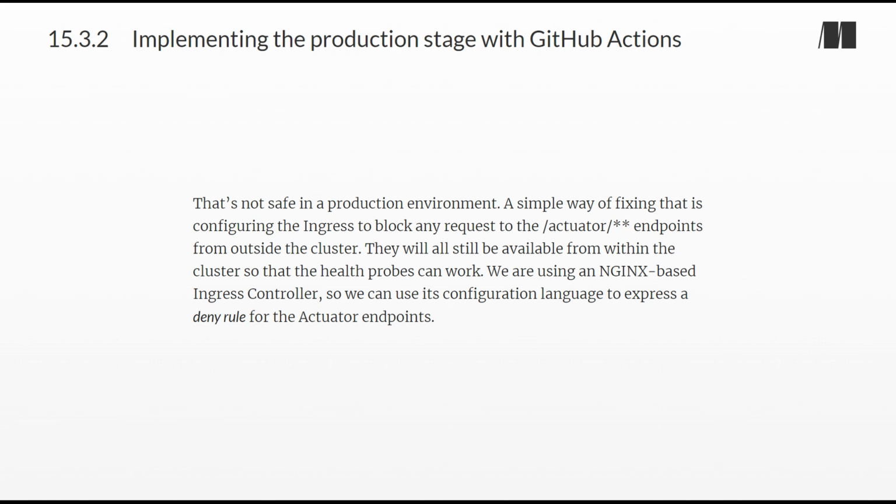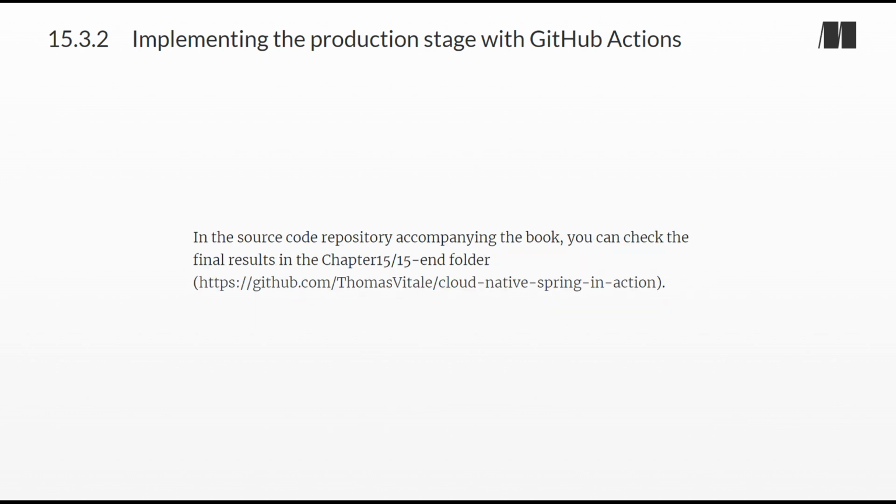We are using an Nginx-based ingress controller, so we can use its configuration language to express a deny rule for the actuator endpoints. In the source code repository accompanying the book, you can check the final results in the Chapter15/15End folder. See this link.